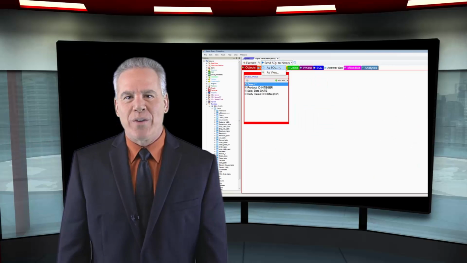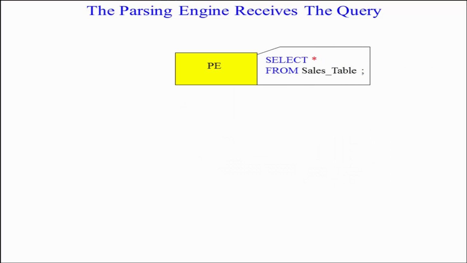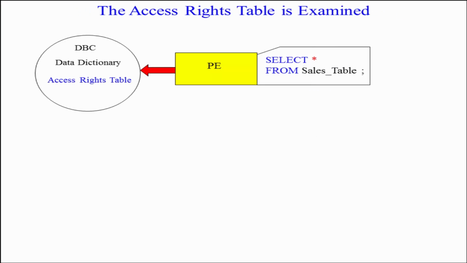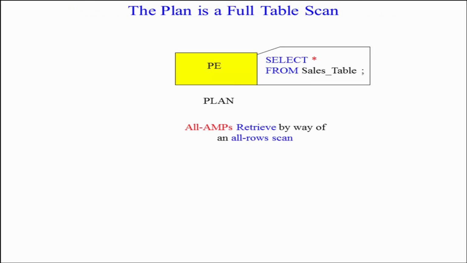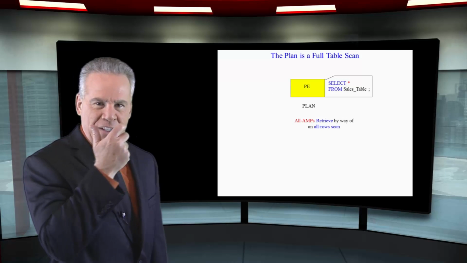You just ran the query, select everything from the sales table. The parsing engine checked your syntax. It checked the security to see if you had the access rights, and then it said, I'll come up with a plan. This is going to be a full table scan. AMPs, this is your parsing engine. I'm passing this message over the BYNET.